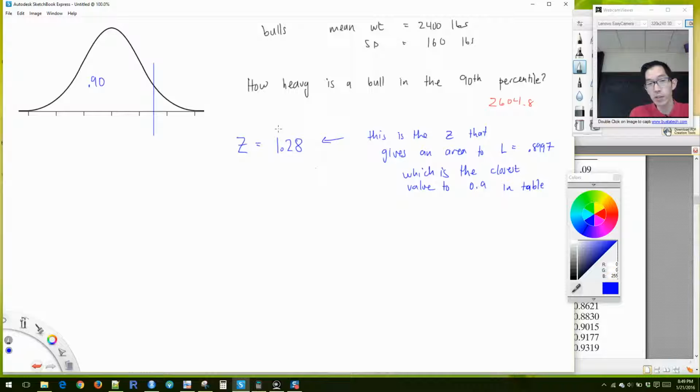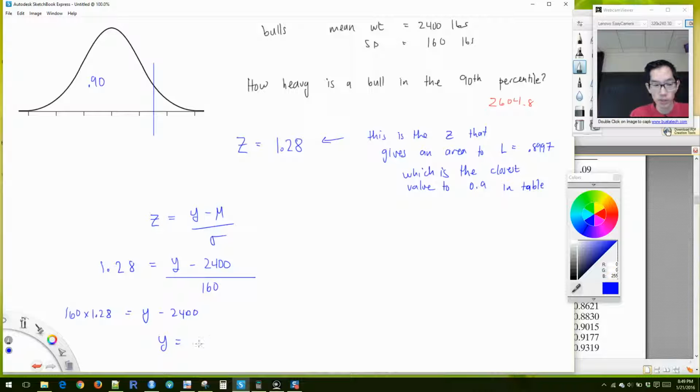Okay, so we have this z-score. Now we have to turn it back into a weight. All right, so how do we do this? Well, we can say z is equal to y minus mu over sigma, and we can just plug in all the values that we have. z is 1.28. y is the weight that we don't know, that we're trying to find. The mean is 2,400, and sigma is 160. So at this point, it's just a matter of solving for y. So 160 times 1.28 equals y minus 2,400.